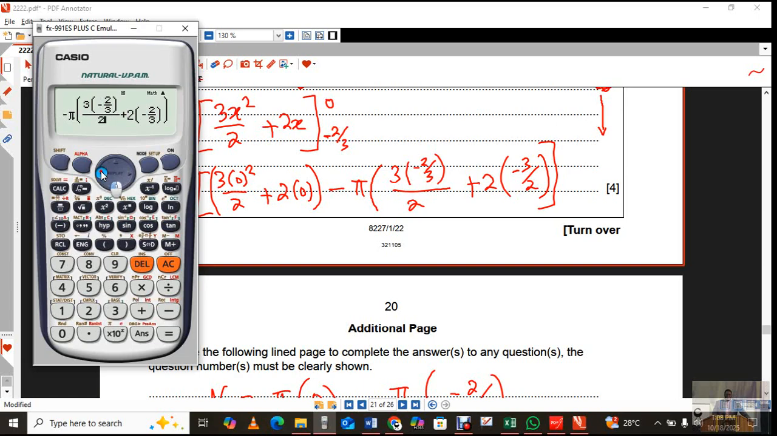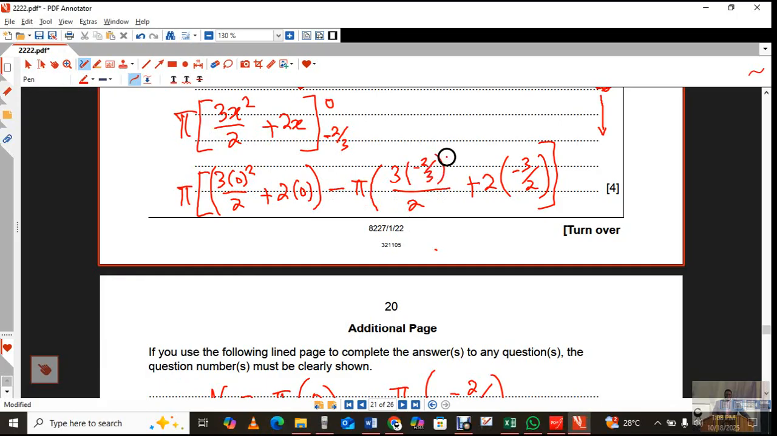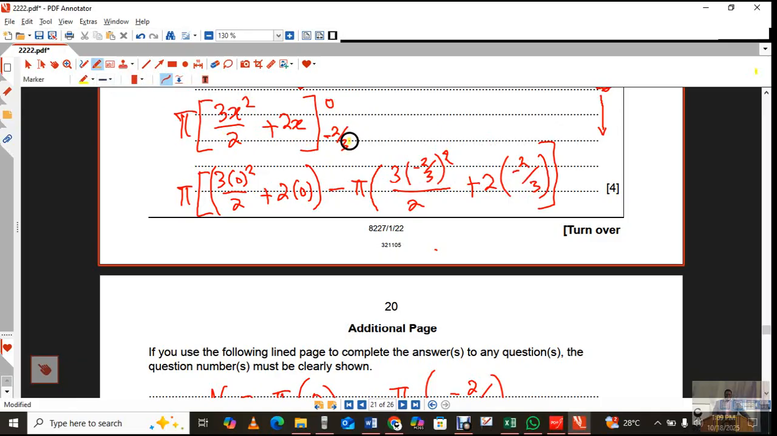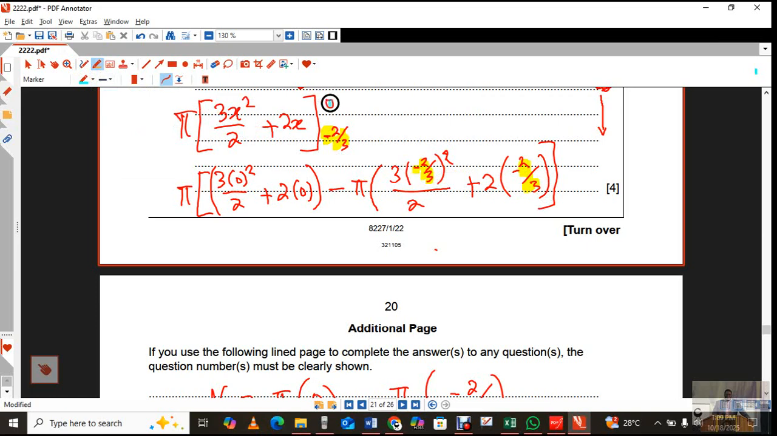Oh, okay, I left out something. This one was supposed to be squared. So before I hit equal to, let me just correct this. That is squared over here. And this one is supposed to be the other way around, which is negative 2 over 3. Okay. So this lower limit comes in here, right? This upper limit, which is here, obviously comes here everywhere where you have an x.